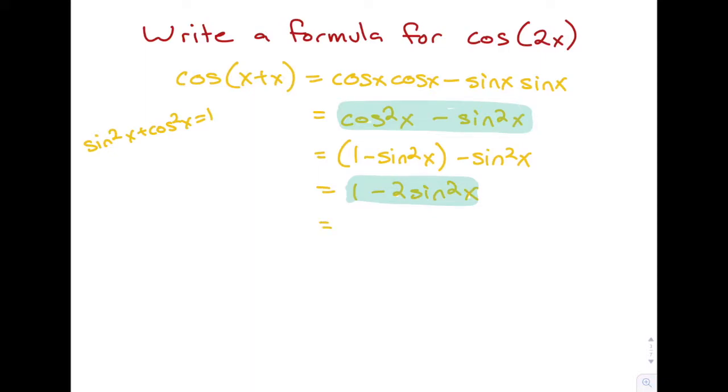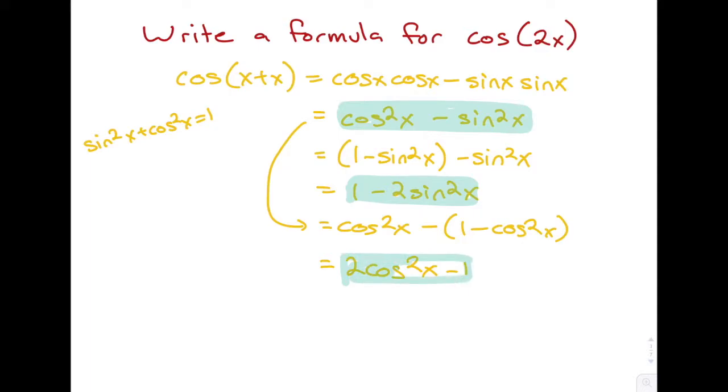And lastly, we could write it in terms of just cosine. So if we wrote cosine squared x minus (1 minus cosine squared x), that gives us 2 cosine squared x minus 1. And that's the third version of this cosine double angle formula. Again, it's just using the addition formula for cosine and then using our Pythagorean identities to write it in a couple different forms.